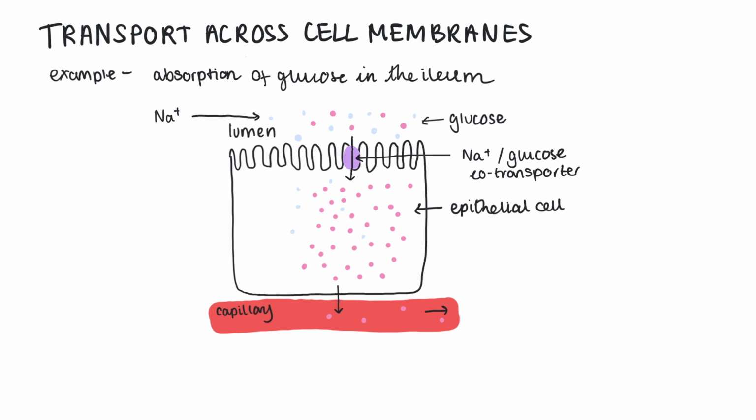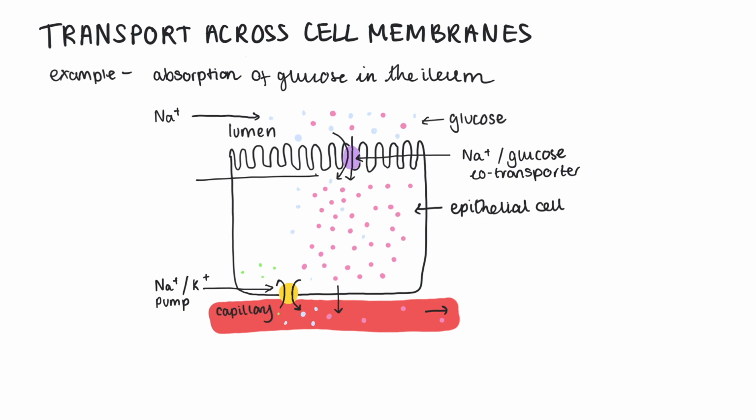But actually, weirdly, this is sort of active transport, because the way that we get that concentration gradient of sodium in the first place is by actively transporting sodium out of the epithelial cell into the capillary. This is another type of cotransport. We don't just transport sodium on its own. To keep all the ions balanced, we also transport potassium inside, and this is called the sodium-potassium pump. So this is there to create a concentration gradient of sodium.